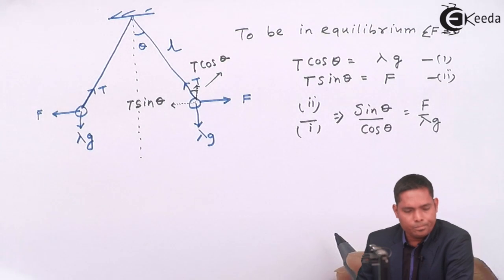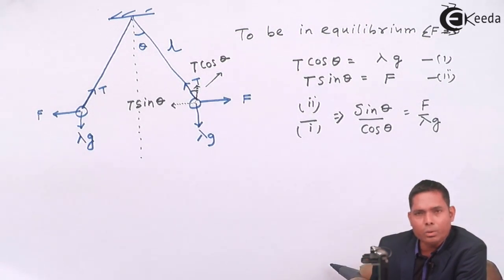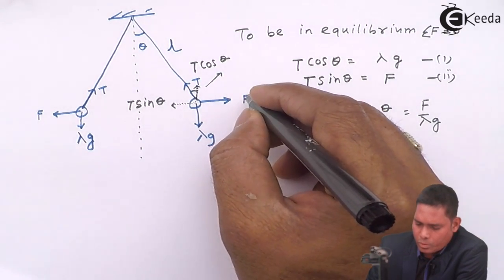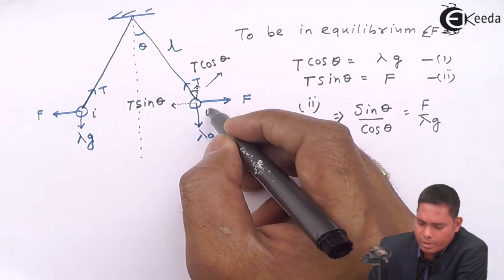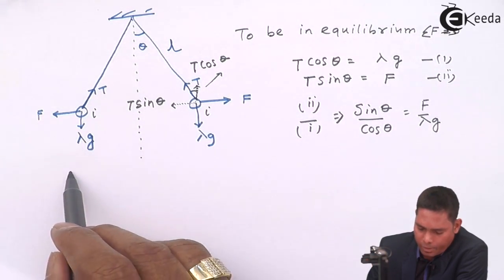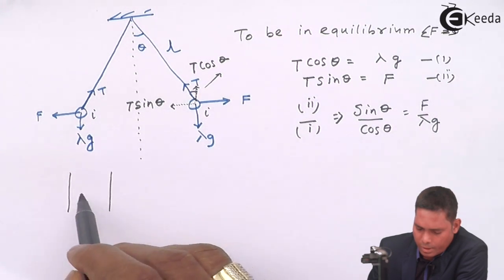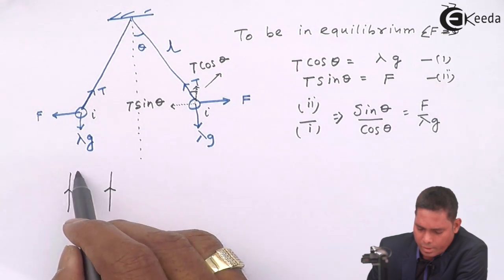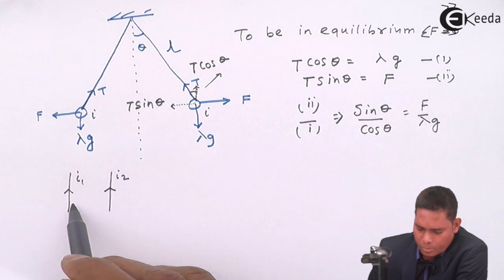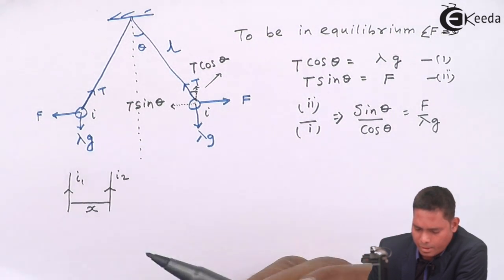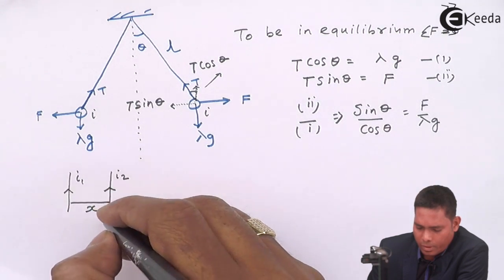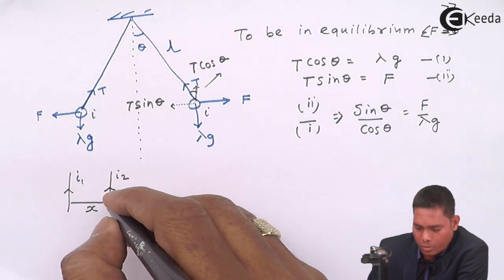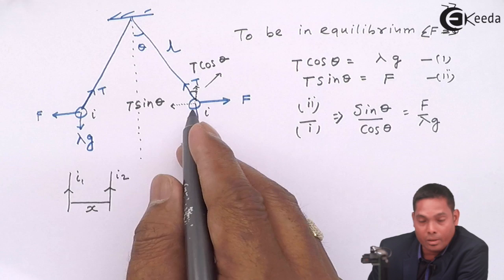Okay, now what I'll do, I have to write the force. If this conductor carries a current I, this also carries a current I, and if there are two conductors carrying currents, suppose I1 and I2, separated by a distance x, then they exert forces on each other. Now if they are in the same direction, they will attract, but in this case they are in opposite directions.